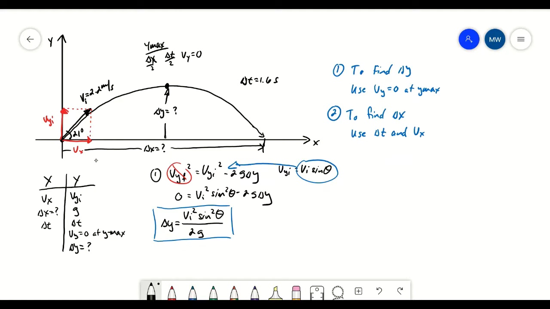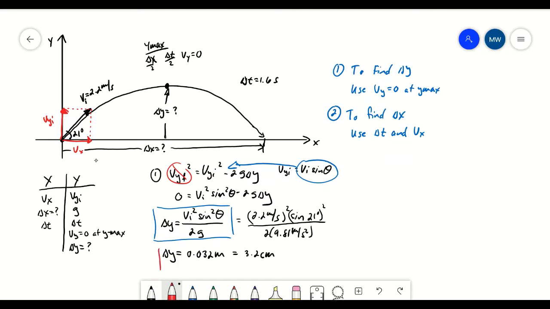If we put the numbers in for this, we have our 2.2 meters per second, sine of 21 degrees, and you can write this a couple different ways. I'm just going to write it like this, squared, divided by 2 times our 9.81 meters per second squared. This will give us a height of 0.032 meters, which really is 3.2 centimeters. And you can choose how you write that answer for this one.